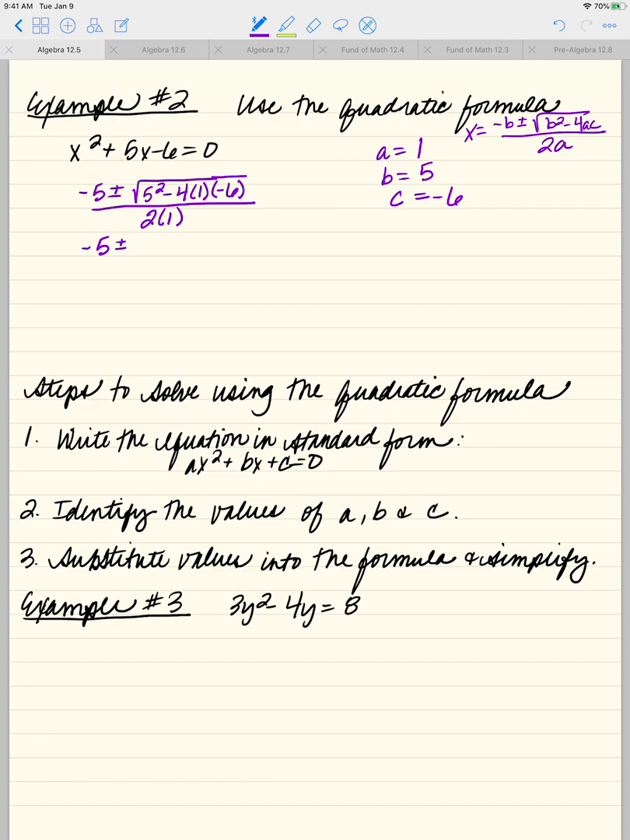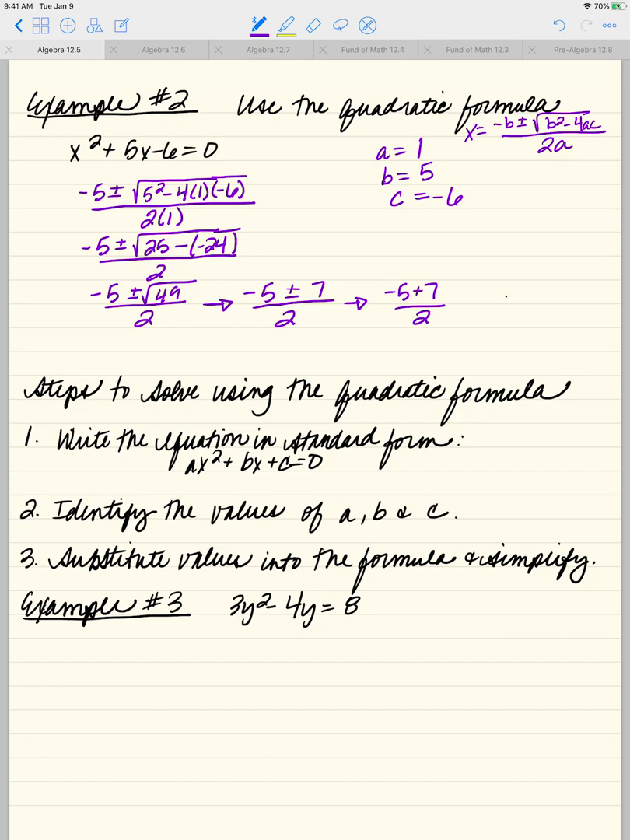So negative 5 plus or minus the square root of 25 minus 4 times 1 times negative 6, which is negative 24, all over 2. So that's negative 5 plus or minus the square root of 25 minus negative 24. That's 25 plus 24, 49, over 2. So that is negative 5 plus or minus 7 over 2. Okay, so that's negative 5 plus 7 over 2 and negative 5 minus 7 over 2.